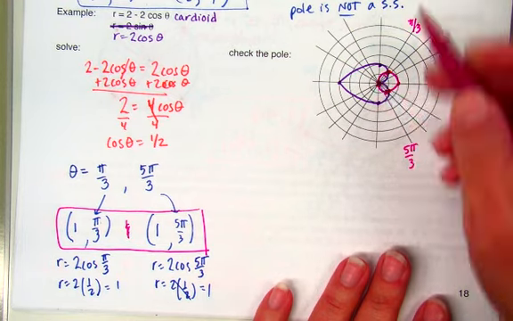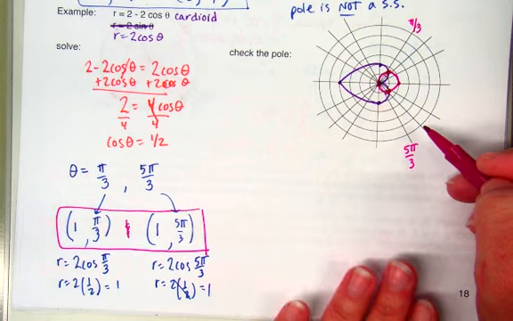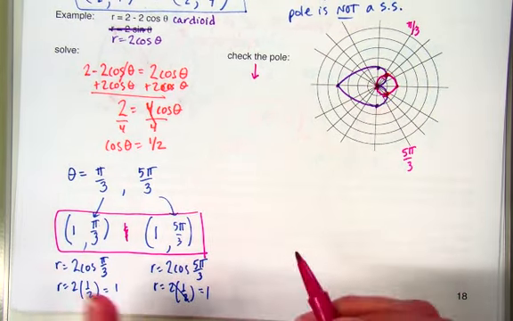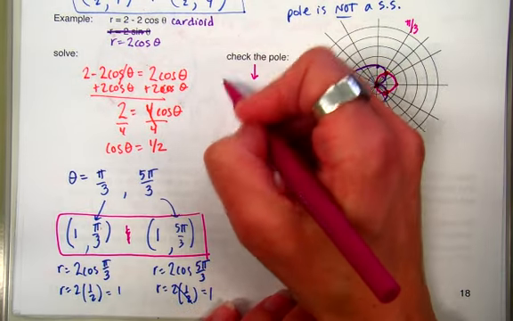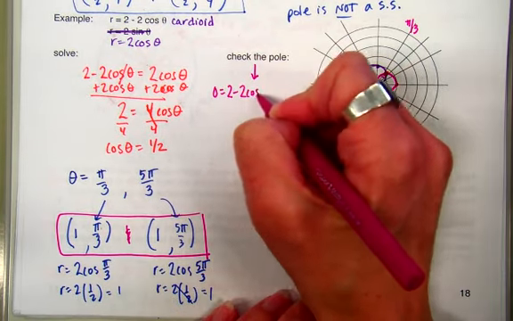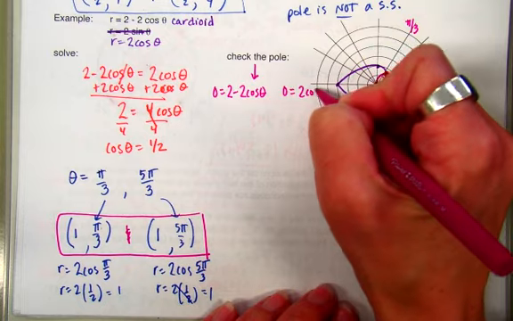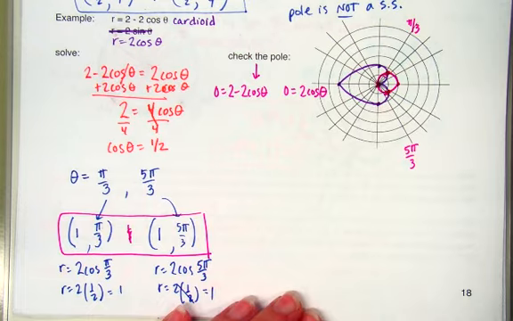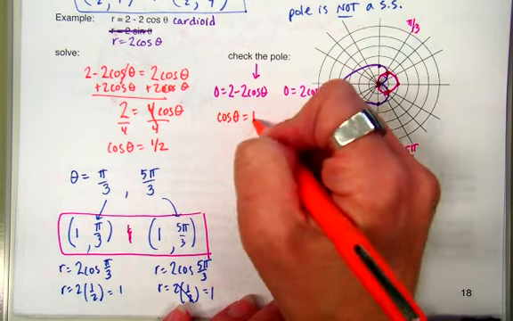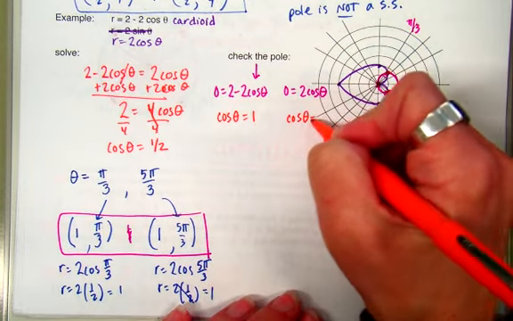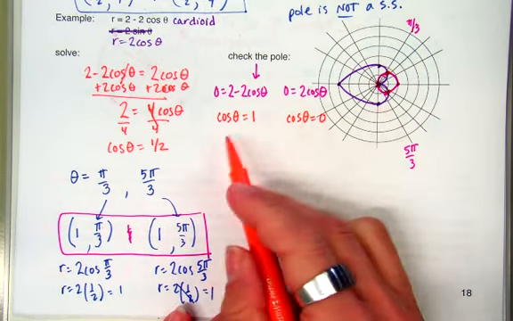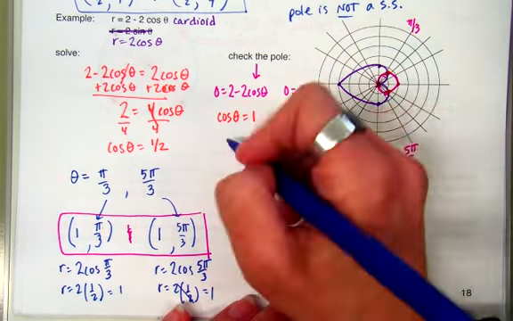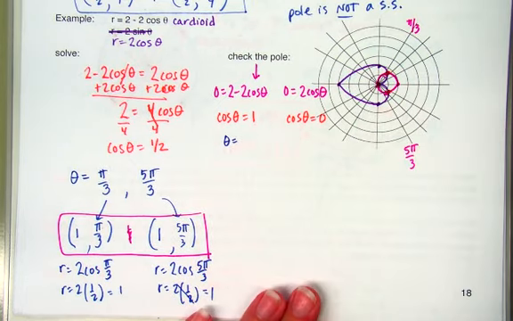So what about the pole? The pole looked like it could have been a solution, but in this case, it didn't come out when we solved algebraically. So let's just double check. When I double check, I plug in 0 for R. I get 0 equals 2 minus 2 cosine theta, and 0 equals 2 cosine theta. When I solve this, I get that cosine equals 1, and here it's cosine equals 0. Now you could really stop there because obviously cosine equals 0 and cosine equals 1 are going to have different solutions. But just for fun, when is cosine equal to 1?